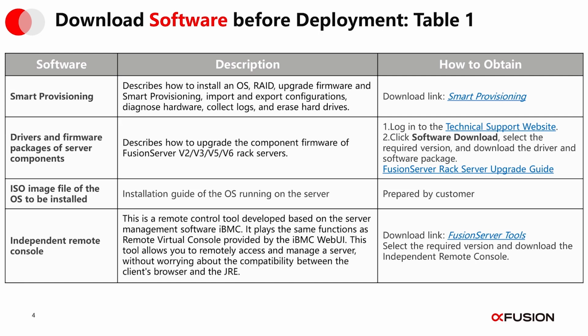Then we need to download the independent remote console. This is a remote control tool deployed based on our server management software iBMC and allows you to access and manage a server remotely without worrying about the compatibility between the client's browsers and the JRE. It allows you to easily operate the server in real time. So that's the software we need before deployment, and 3 of those you can download from the xFusion support website.